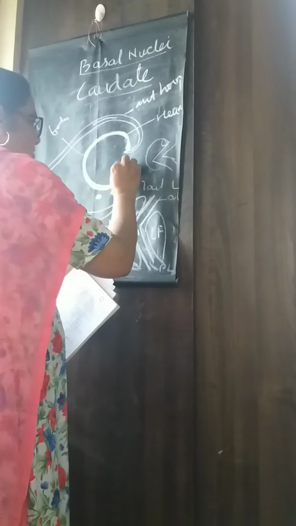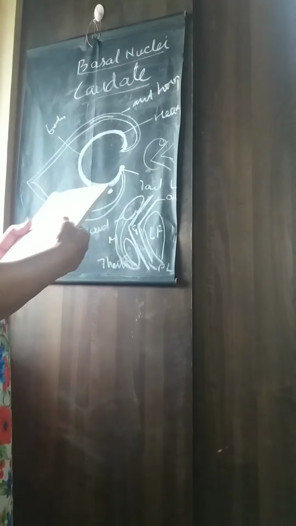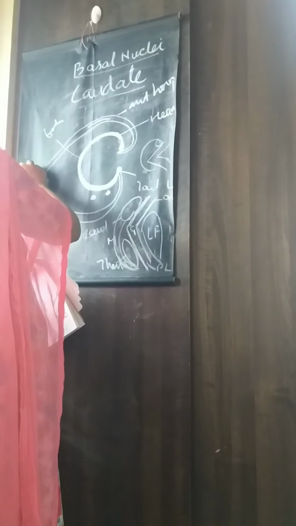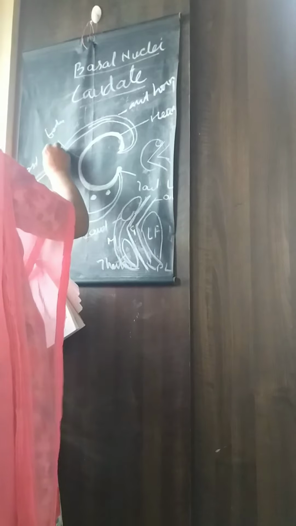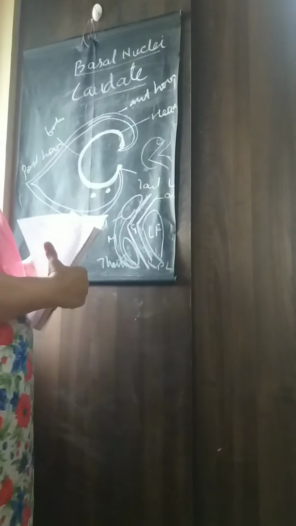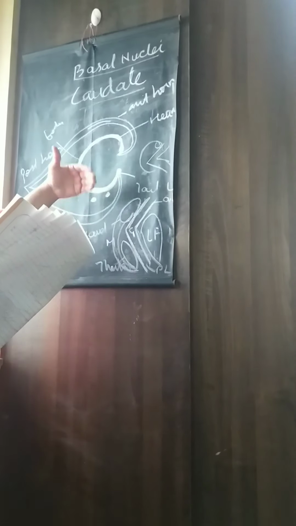Now remaining is the tail of the caudate nucleus. I told you this is the anterior horn, this is the posterior horn, isn't it? And this is the inferior horn of the lateral ventricle. So this is the tail. The tail is present up.